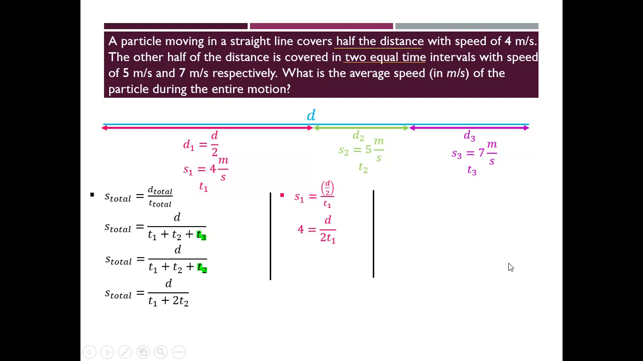Okay. Second segment, S2 is equal to D2 over T2. Well, what's S2? 5. What's D2? Don't know. What's T2? Don't know. Okay. Well, what do I want to solve for? D2. So D2, once again, is 5T2.